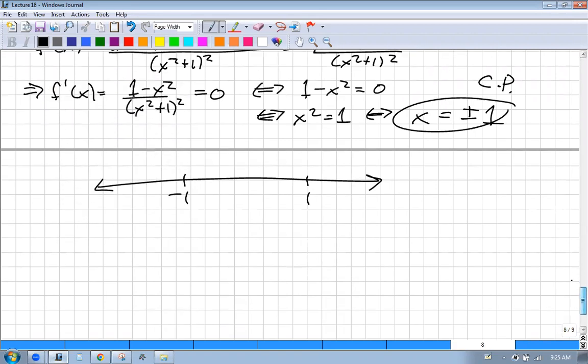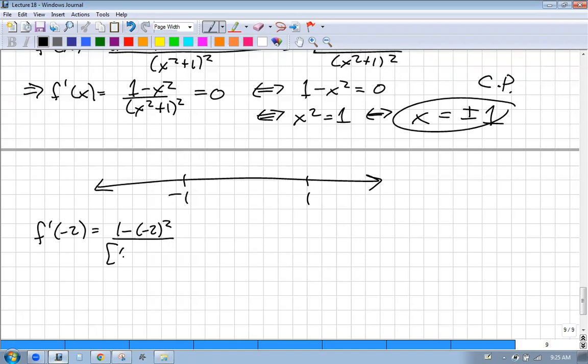I want to forget about that. So let's pick a test point. I'll pick out negative 2 here. So that's 1 minus negative 2 squared over negative 2 squared plus 1 squared. This is 1 minus 4, and then this would be a 4 plus 1. 4 plus 1 is what, 5 squared? So this is negative. 1 minus 4 is negative.